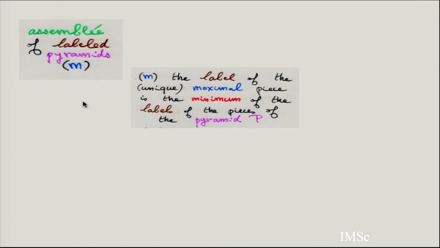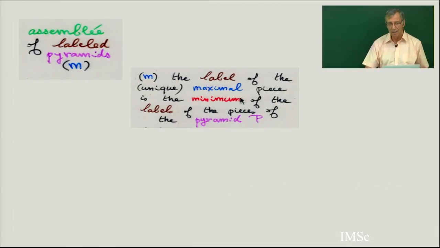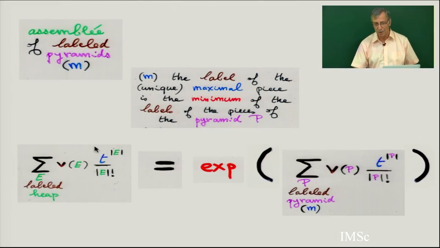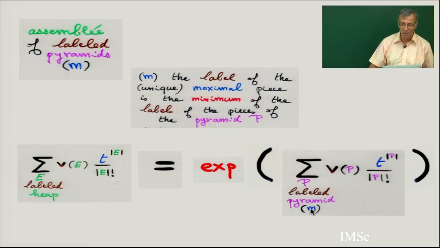And so I can say that I have an assembly of label pyramids satisfying the condition M. Condition M means that the label of the unique maximal piece of the pyramid is the minimum of the labels of all the pieces of the pyramid. And so in terms of exponential generating functions, the exponential generating function of label heaps is the exponential of the generating function of label pyramids satisfying condition M.